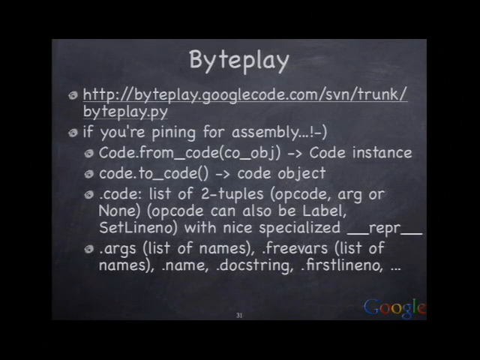And then all sorts of things that would be read-only in a real code object, such as the list of names for arguments, the list of names for free variables, the name itself, and so on, become read-write. So you can reassign them and build up a code object as you wish.